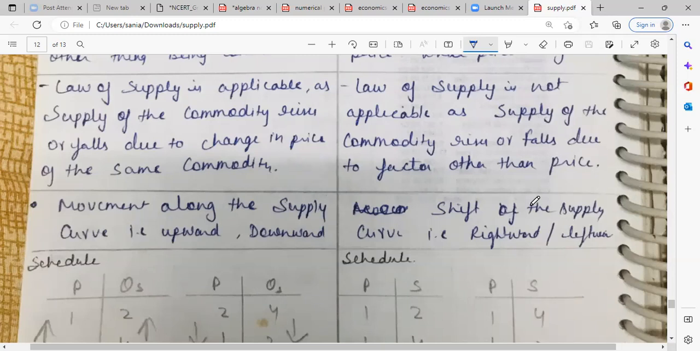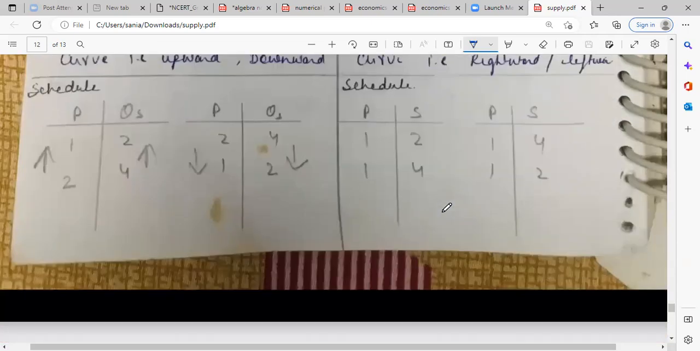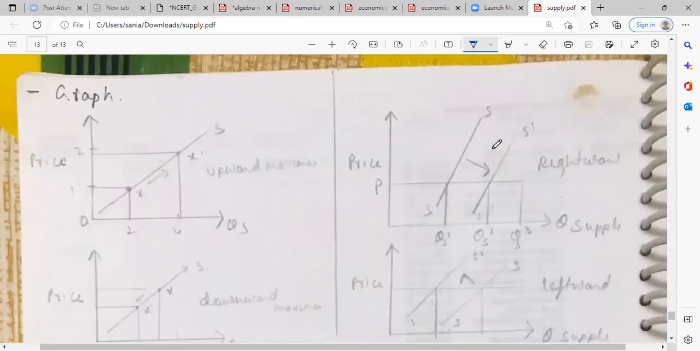So shift is basically, for example, over here, you can see, this was your supply curve, and from this you are shifting to this one. When you shift something, shift means, for example, you are residing somewhere else and now you shifted to some other place. You were in India, now you shifted to UAE or Saudi. So that means you totally shift, right?